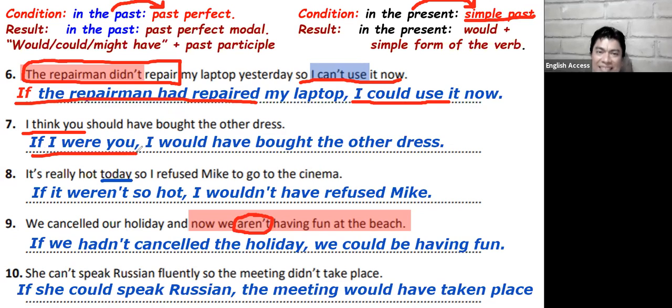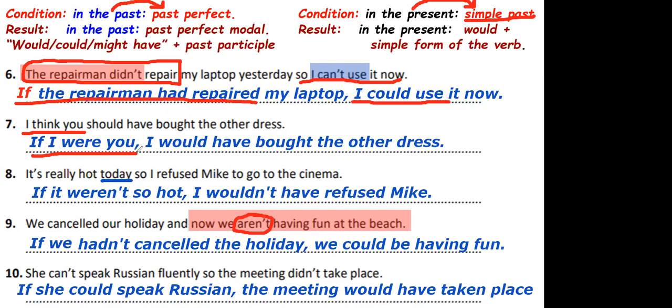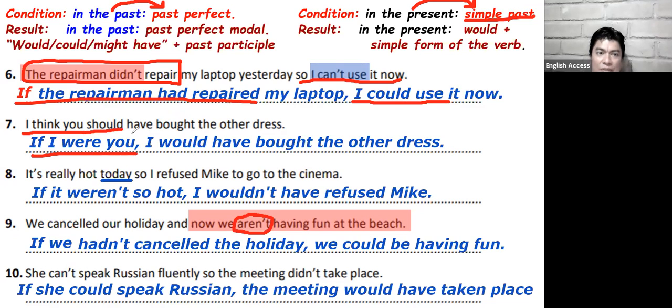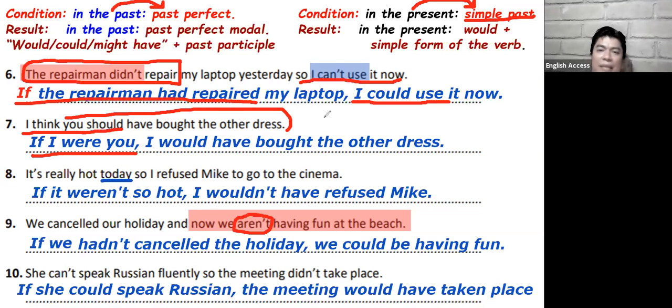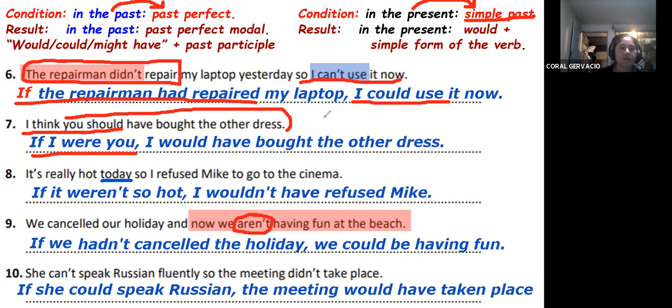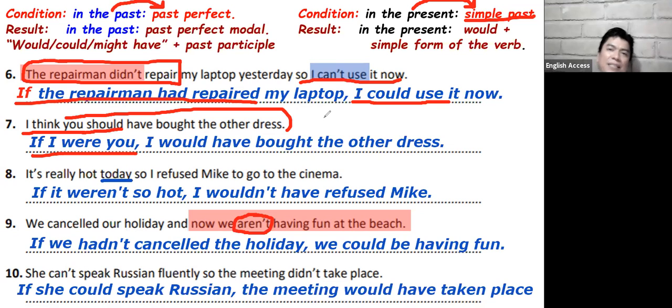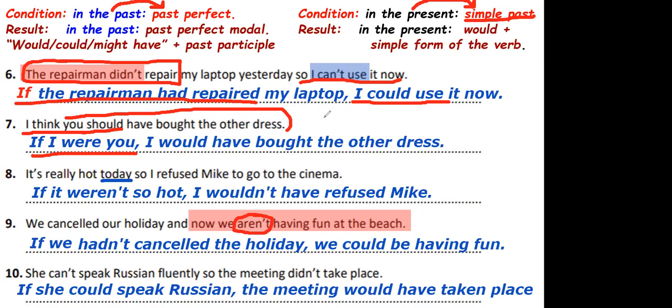That's a tricky one, right? How about the other sentence? Teacher, sorry. In this sentence, I could say if you had listened to me, you could have bought the other dress. Yes, and that would be pure conditional, not mixed, because all of it is in the past. Okay, thank you.